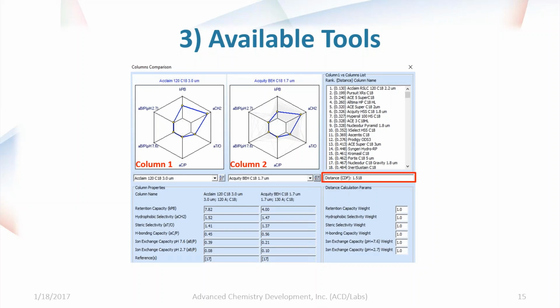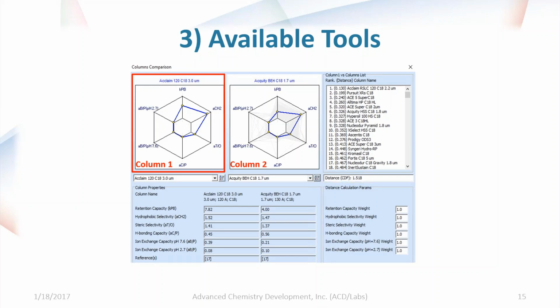Now the CDF value is calculated based off of the 6 Tanaka parameters. These parameters are automatically set to be equal weighting. If one of these was more important to you or not important at all, you can simply edit these parameters and the CDF value will adjust.